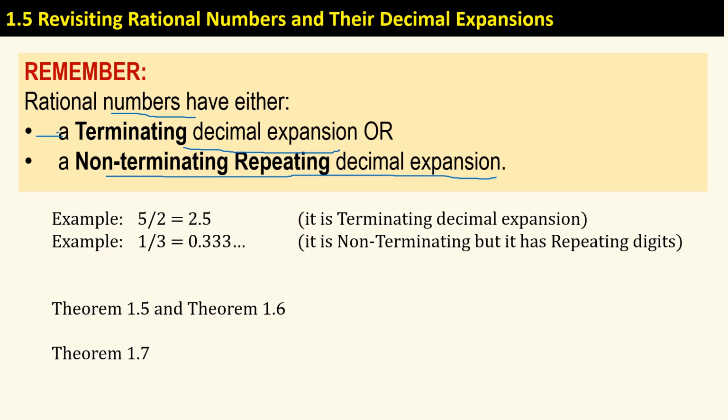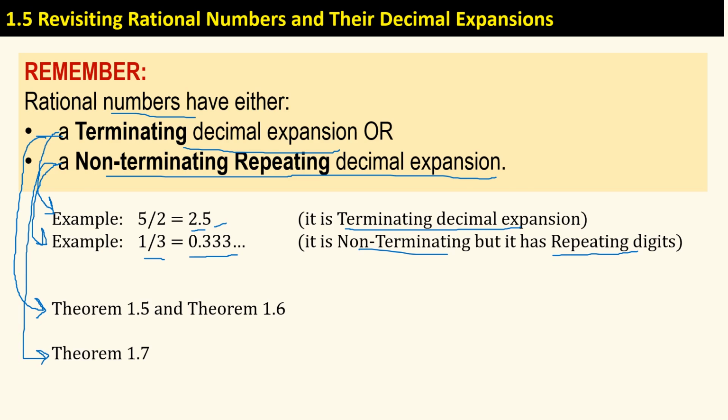An example of a terminating decimal expansion is 5 divided by 2, which is equal to 2.5. It terminates, and it is a terminating decimal expansion. An example of non-terminating and repeating is 1 divided by 3, which is equal to 0.3333, and so on. It is a non-terminating and repeating decimal expansion. For the terminating decimal expansions, we have theorems 1.5 and 1.6, and for non-terminating repeating decimal expansions, we have theorem 1.7.